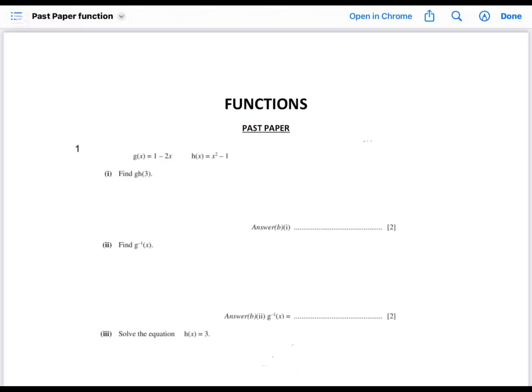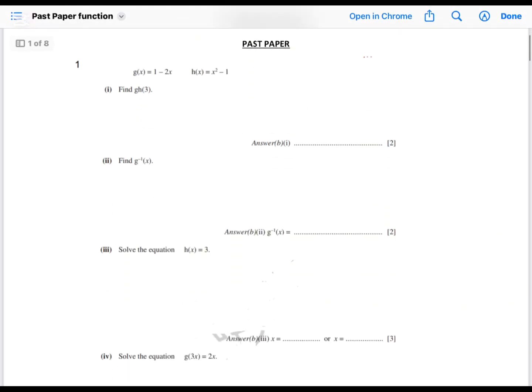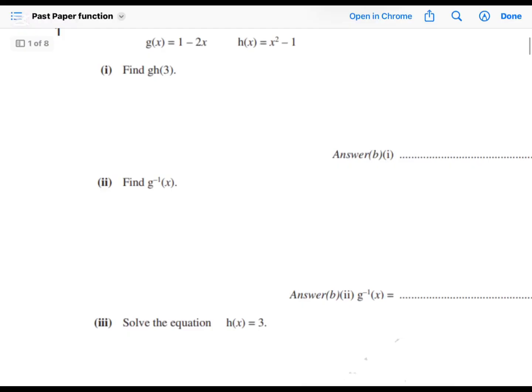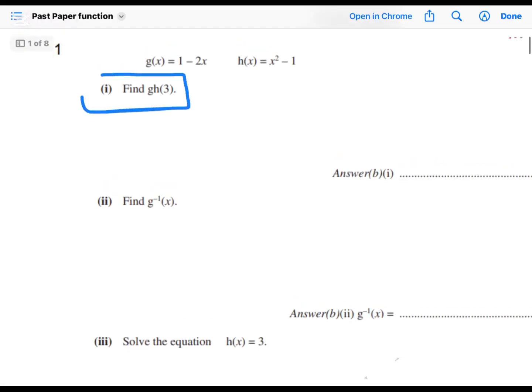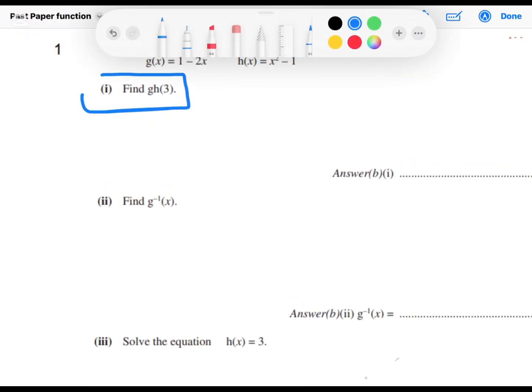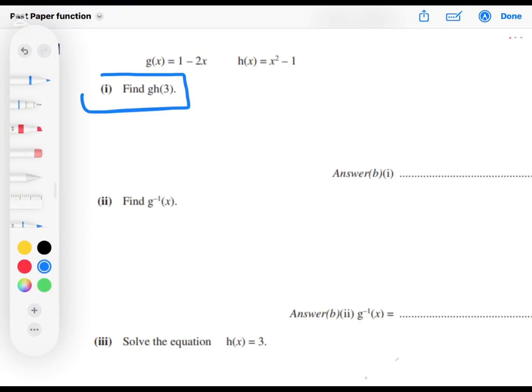Inshallah, we will meet. Now we will solve the past paper question of functions. So starting with question number 1. In question 1, g(x) is 1 minus 2x and h(x) is x square minus 1. They have given us two functions, g(x) and h(x). The first part says that you have to find g h of 3. Basically this is what they are describing, a composite function.